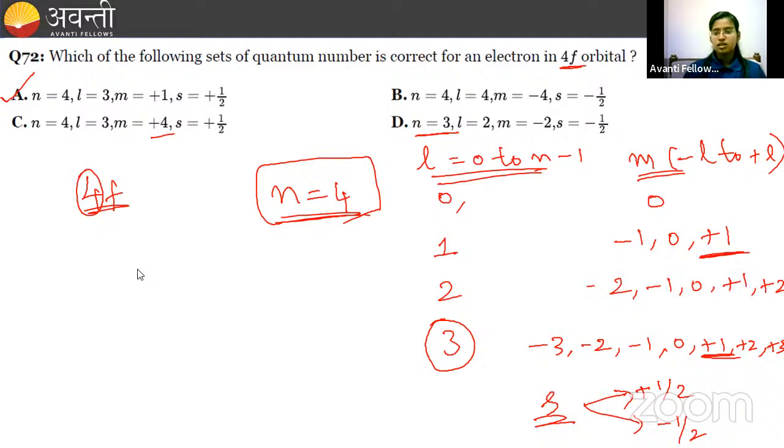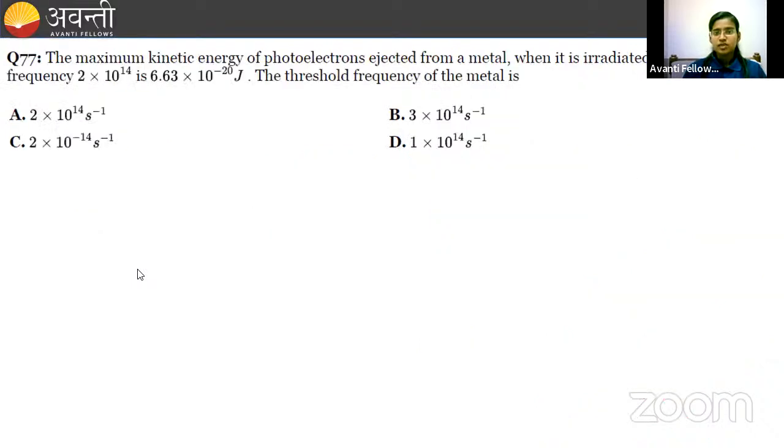Now coming to question number 77. The maximum kinetic energy of photoelectrons ejected from a metal when it is irradiated with radiation of frequency 2 into 10 to the power 14 is 6.63 into 10 to the power minus 20 joule.